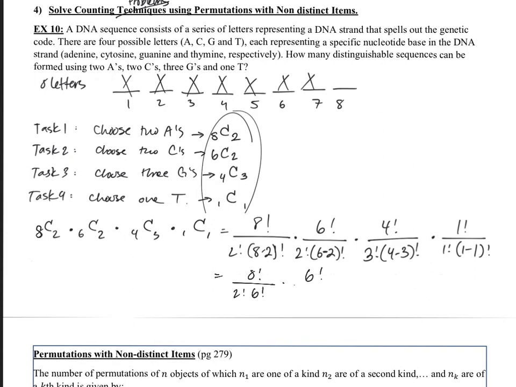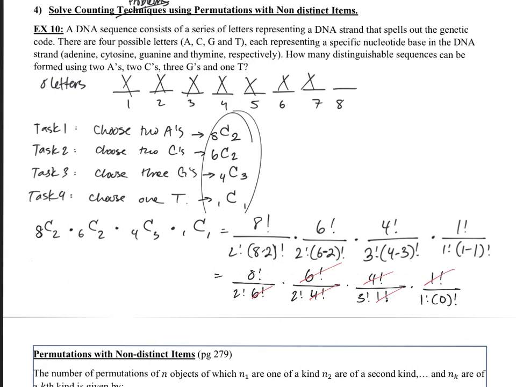Oops, it's not looking like an exclamation. All over 2 factorial times 4 factorial times 4 factorial all over 3 factorial times the 1 factorial times the 1 factorial all over 1 factorial times 0 factorial. Whew! Now let's see what we can cancel. Well, the 6 and the 6 cancel, the 4 and the 4, and then, of course, I guess the 1 and the 1.